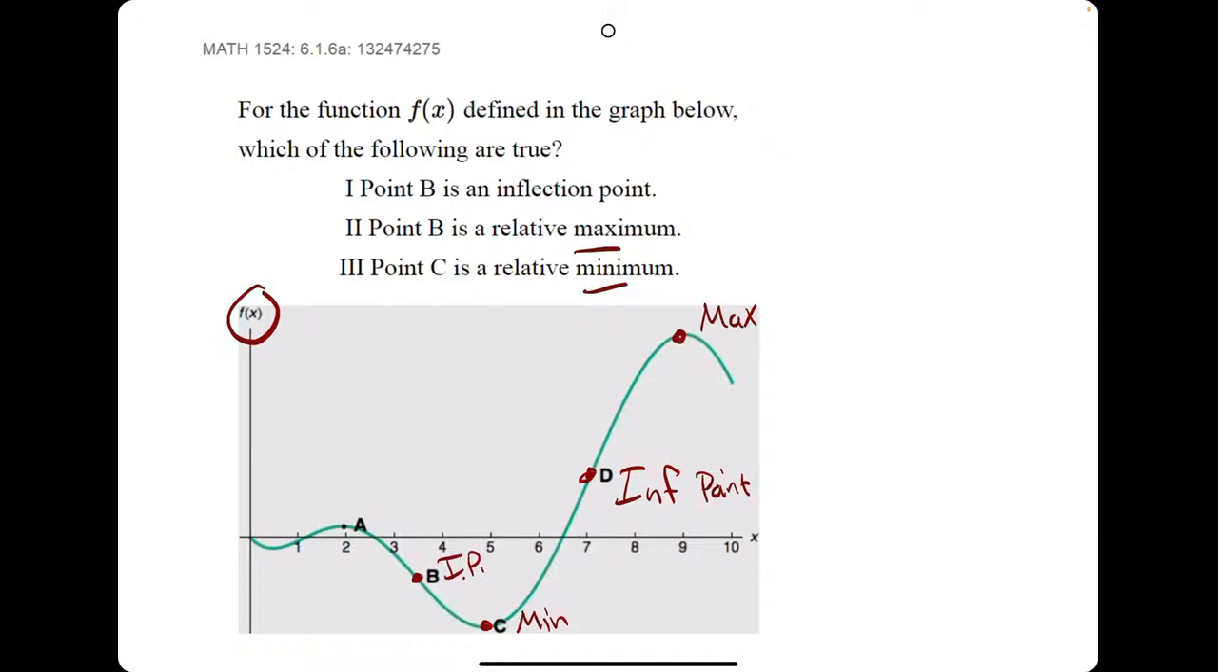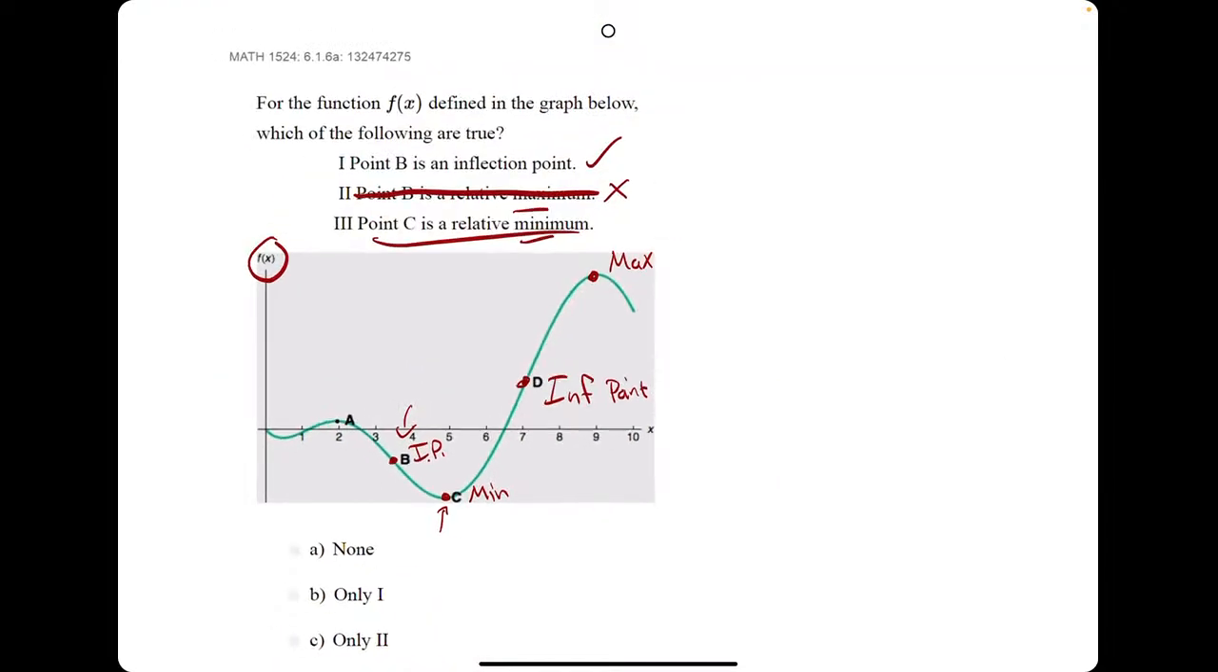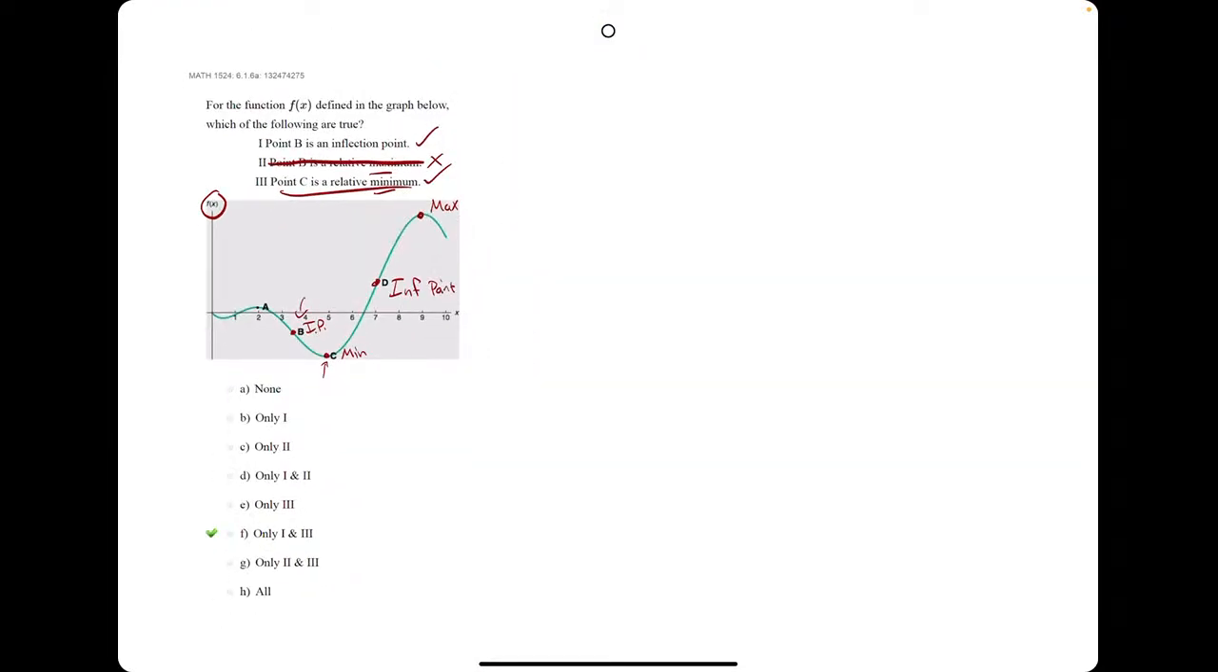So now going through our statements, B is an inflection point. That matches the one we just labeled. B is a relative max. Can't be true because it's an inflection point. C is a relative minimum, which is true based on that. So 1 and 3 would be our answers there.